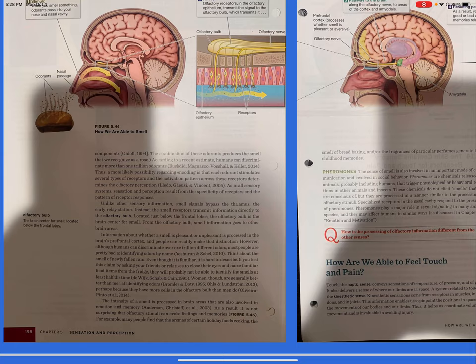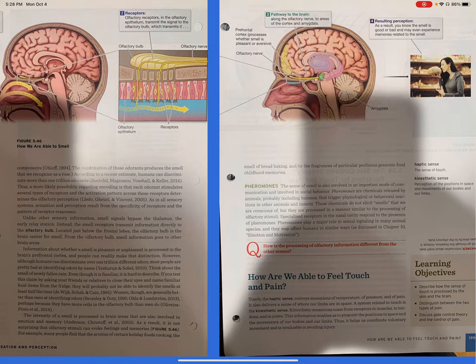The intensity of a smell is processed in brain areas that are also involved in emotion and memory. As a result, it is not surprising that olfactory stimuli can evoke feelings and memories. Figure 5.46. For example, many people find that the aromas of certain holiday foods cooking, the smell of bread baking, or the fragrance of particular perfumes generate fond childhood memories.